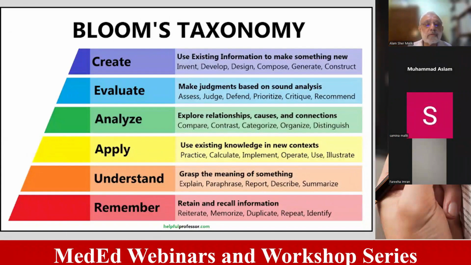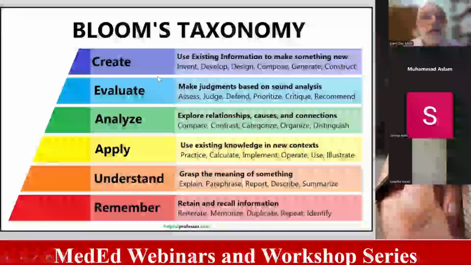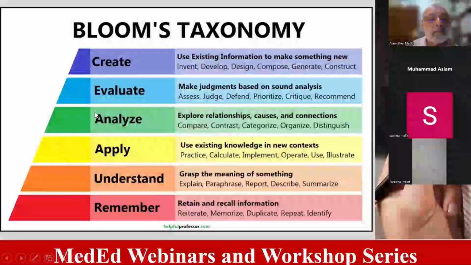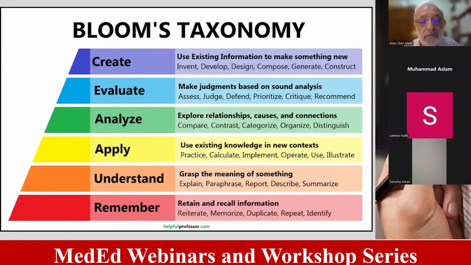This is just to remind ourselves what we mean by level 3, 4, and 5 of Bloom's taxonomy. Third is the application, and here are the types of verbs which we can use when we are assessing level 3 based on Bloom's taxonomy: practice, calculate, implement, operate, use, or illustrate. Then is the analysis level, and then is the evaluate level. I didn't mention the create level, which I think goes more for postgraduate. But these 3 levels would apply appropriately for our undergraduate curriculum.